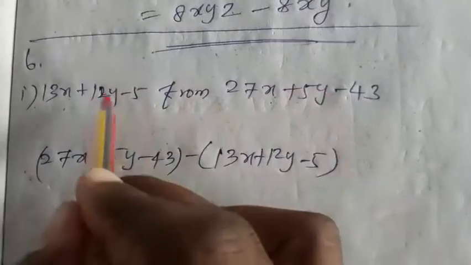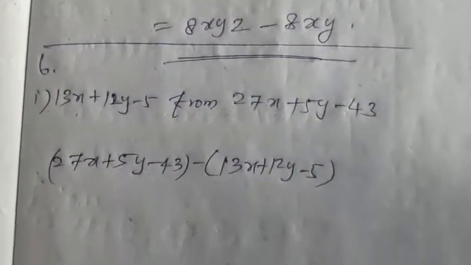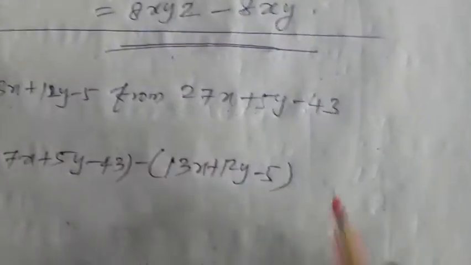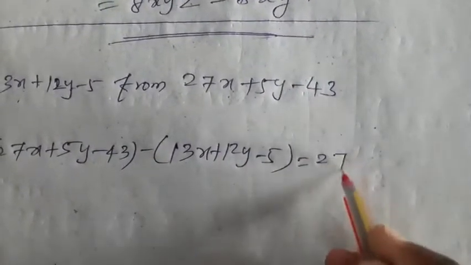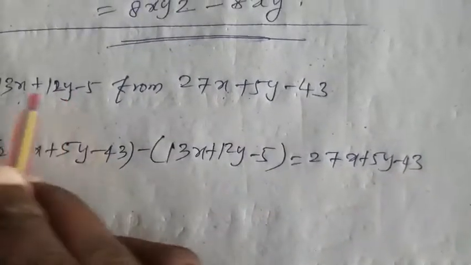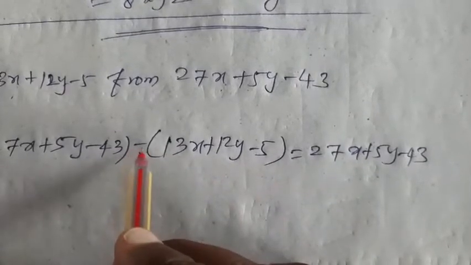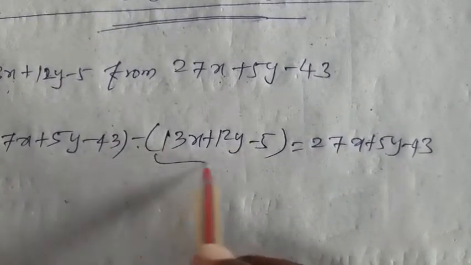They are asking to separate this from this. So 27x plus 5y minus 43, bracket, minus this term. Then you see that 27x plus 5y minus 43 has no change. In this term, minus is common. So take multiply inside. Minus goes inside. Minus is common for all these terms.